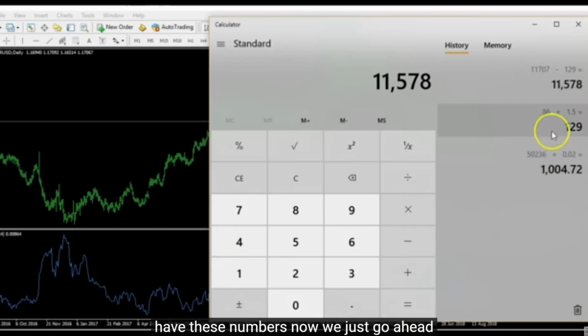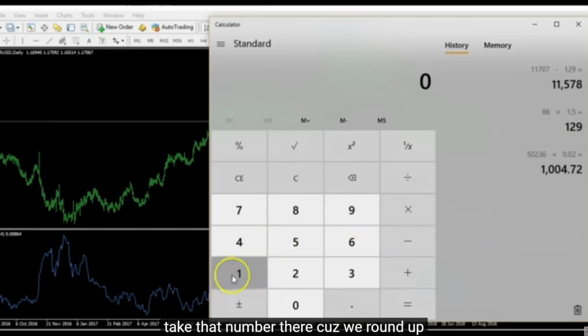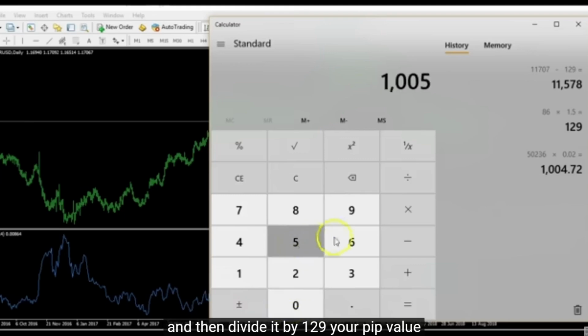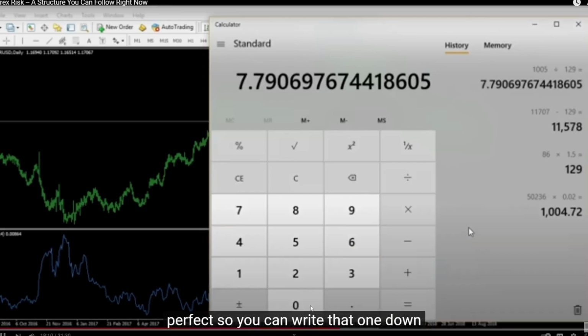We have these numbers. Now we just go ahead, excuse me, we go ahead and figure out what our pip value is. So take that number there, because we round up, and then divide it by 129. Your pip value is about $7.80. Perfect.